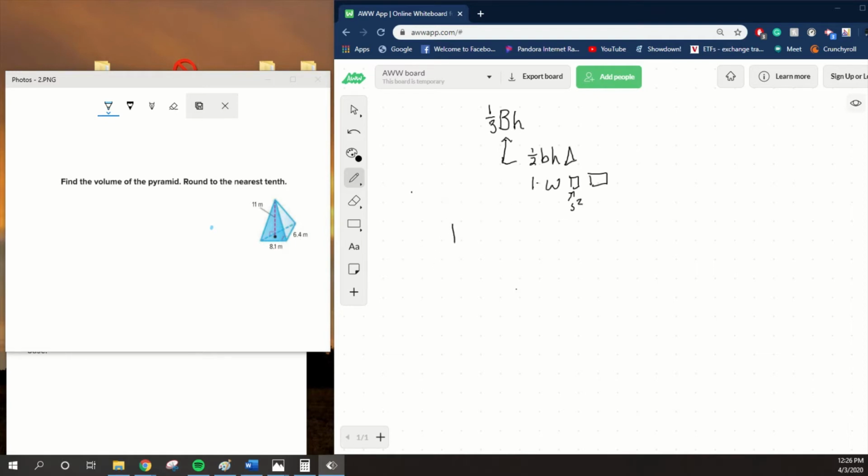So for my triangle here, I have a triangle. It has a length of 8.1, and it has a height, sure, this side length is 6.4 right here. So there's our triangle, and now I need to find the area of this triangle. To find the area of this triangle, I'm going to have to do 8.1 times 6.4 and divide that answer, whatever I get, by 2.